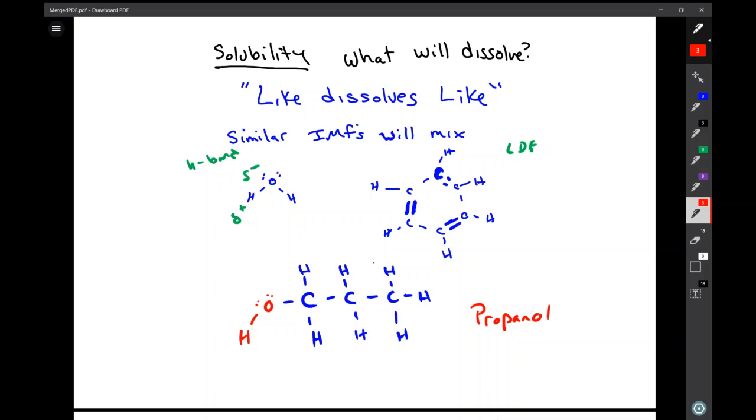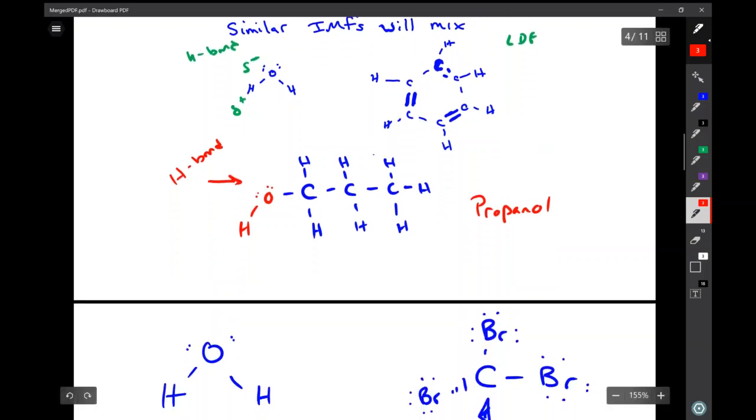What do you think this will dissolve in? Yeah, most likely water. This can actually now dissolve in water. Why? Because there's your hydrogen bonding area. Alright, so there you go. It dissolves in water because it's got similar bonds. It's got the hydrogen bond with the hydrogen bond of water. So that's where you get your like dissolves like.